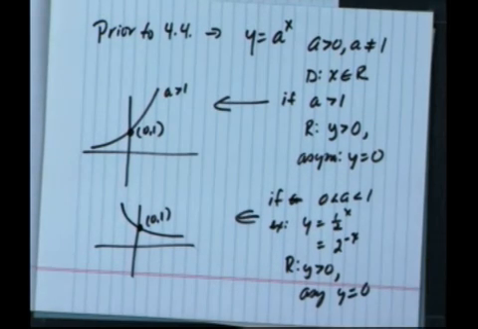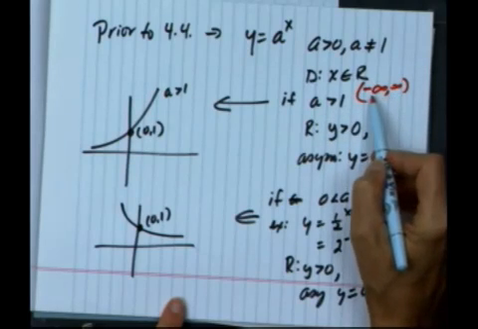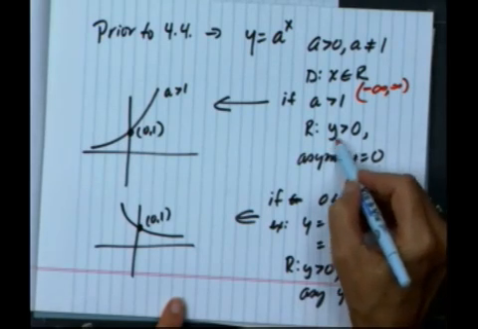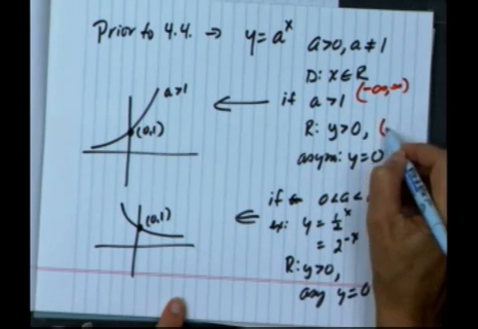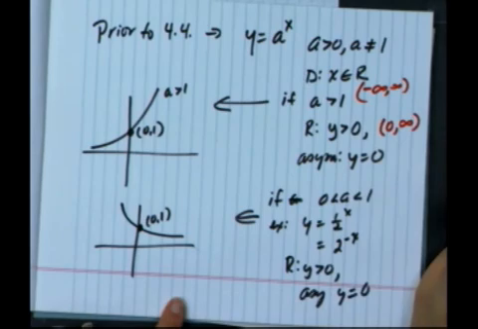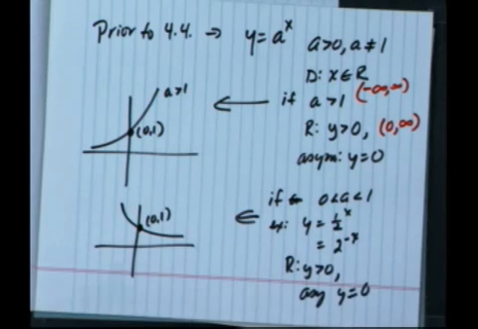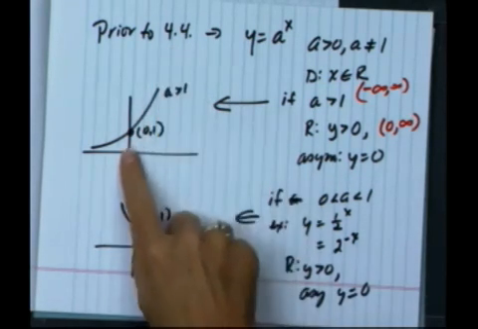They don't ask for the domain like that, do they? On WebAssign, they ask for it in interval notation. So in interval notation, it would be negative infinity to positive infinity. That just means x goes from negative infinity to positive infinity. Did you have to do your range in interval notation? That would be parentheses 0 to infinity. Okay, thanks. Anything else? All right, but that was prior to section 4.4, which is where your test was starting.